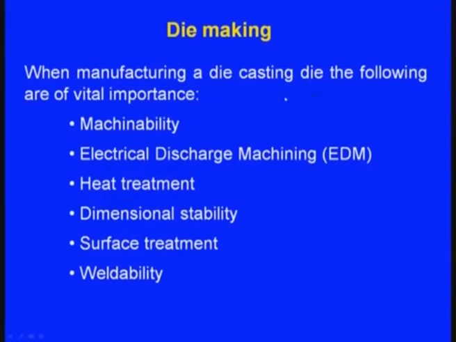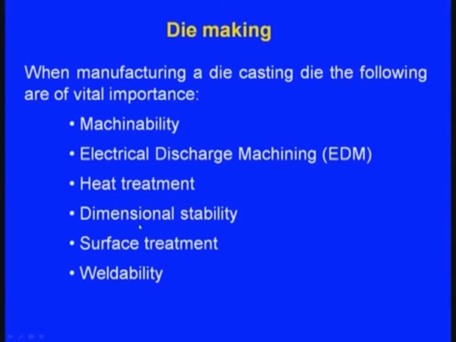Now, let us see quickly how to manufacture the die. When manufacturing a die casting die, the following are of vital importance: machinability, electrical discharge machining, heat treatment, dimensional stability, surface treatment and weldability.